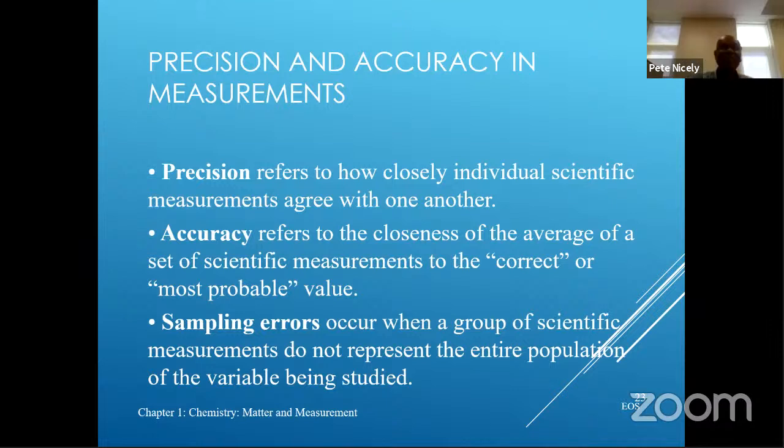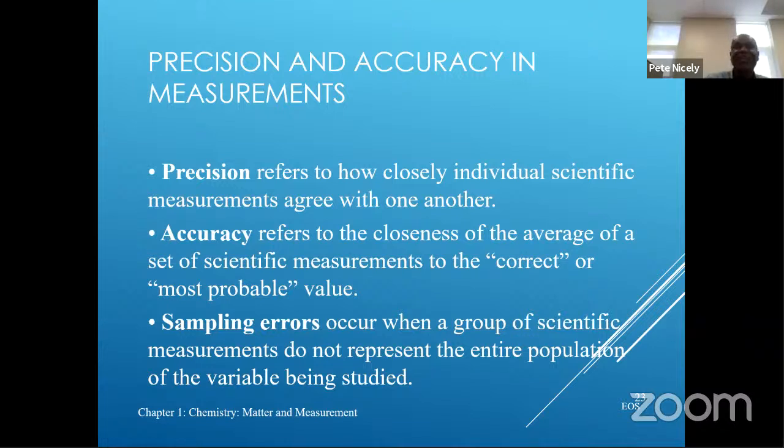And then there's a third term that is mentioned here, sampling errors, which occur when a group of scientific measurements do not represent the entire population of the variable being studied. This is oftentimes observed in statistics when you're taking surveys, or if you're looking at the population of, let's say, a particular organism in a forest, in biology. When you're doing those sorts of research efforts, you try to make sure that your sample is representative of the entire population, all right? If you don't do that, then you're introducing sampling errors in your research.